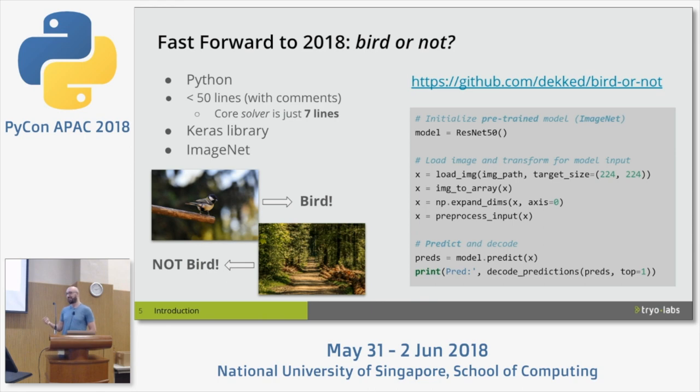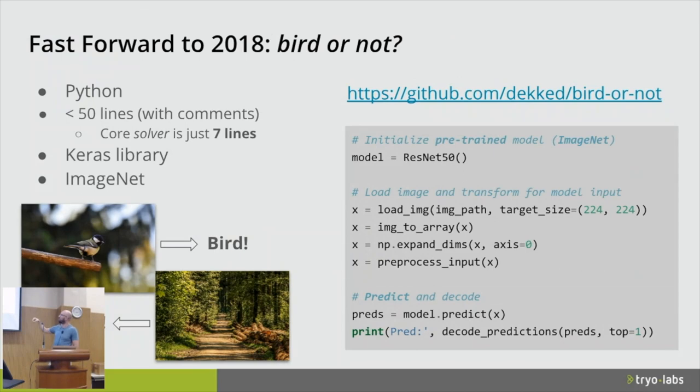And actually, the main part of the program is just these less than 7 lines. So there we're building a model. We do some magic. We load the image. We do some pre-processing. And then we just call predict, and then decode predictions. And that will tell us what the image is about. So this problem that was really, really hard for a long time is now real.